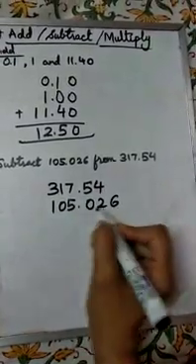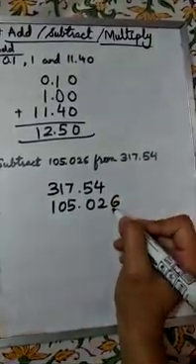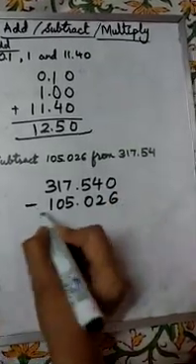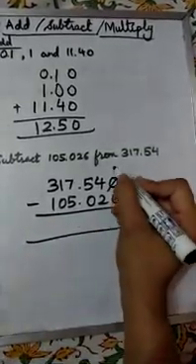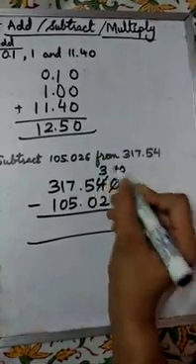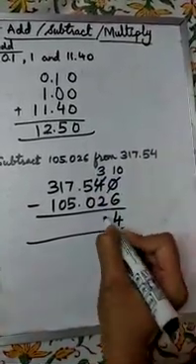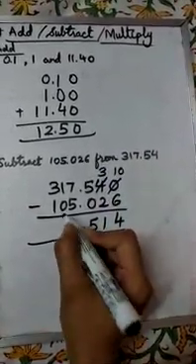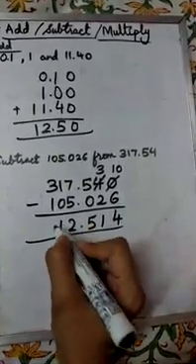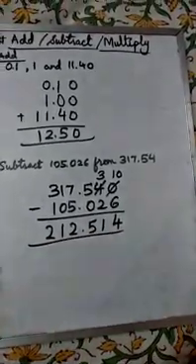105.026. Before subtracting, we have to make it like by putting extra 0 at the end. Subtract. 0 minus 6 not possible. 0 will turn 10. This will turn 3. 10 minus 6 is 4. 3 minus 2 is 1. 5 minus 0 is 5. 7 minus 5, 2. 1 minus 0, 1. 3 minus 1, 2. So this is the difference.